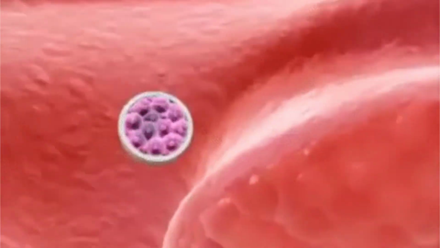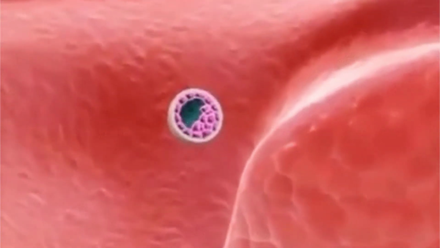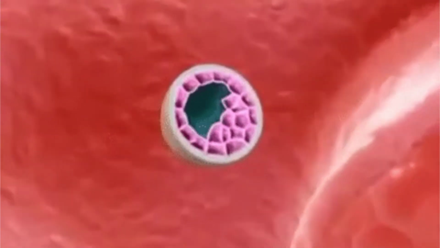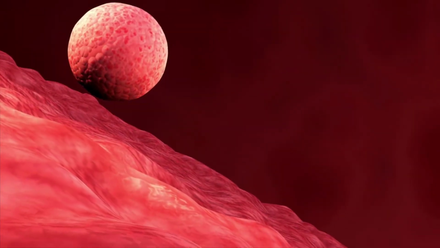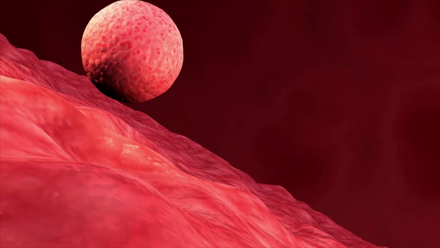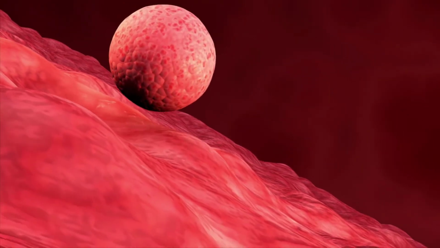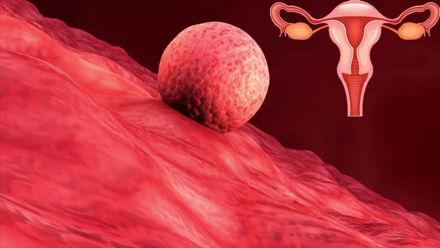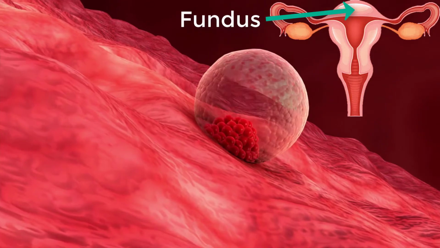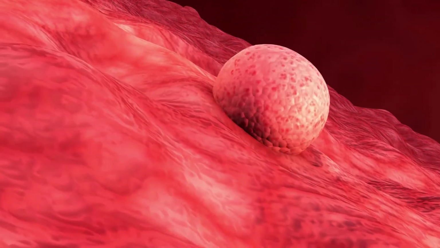At this time, the developing blastocyst needs more food and oxygen in order to keep growing. The trophoblast attaches itself to the surface of the endometrium for further nourishment. Normally, implantation occurs in the upper uterus, called the fundus, where a rich blood supply is available.